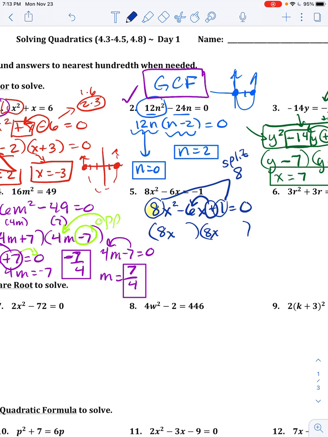So if I think about that, my options for 8 are 1 times 8 or 2 times 4. The only one that adds up to 6 is a 2 and a 4. Then I pay attention to the fact that this 6 is negative, so these would have to both be negative to get a negative 2 minus 4 more, turning into that 6.